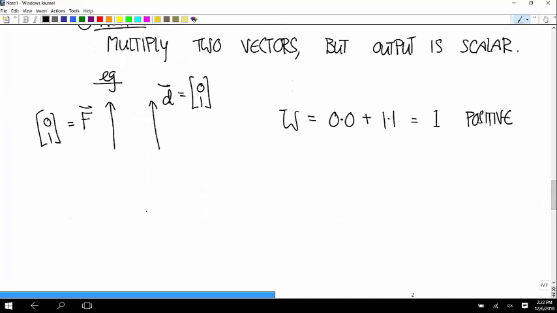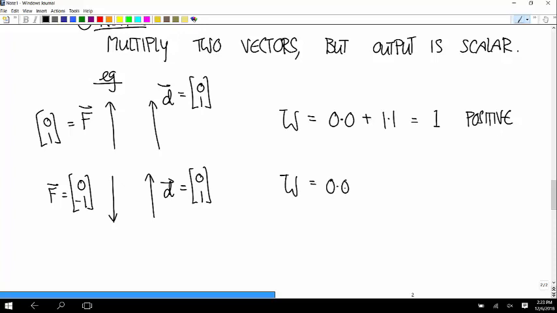Now let's say the displacement is still this way, but the force is the opposite direction. So this time it's (0, -1). Do you expect work to be positive or negative or 0? Negative, yep. So work is equal to 0 times 0 plus negative 1 times 1. So you get negative 1. You get a negative answer.